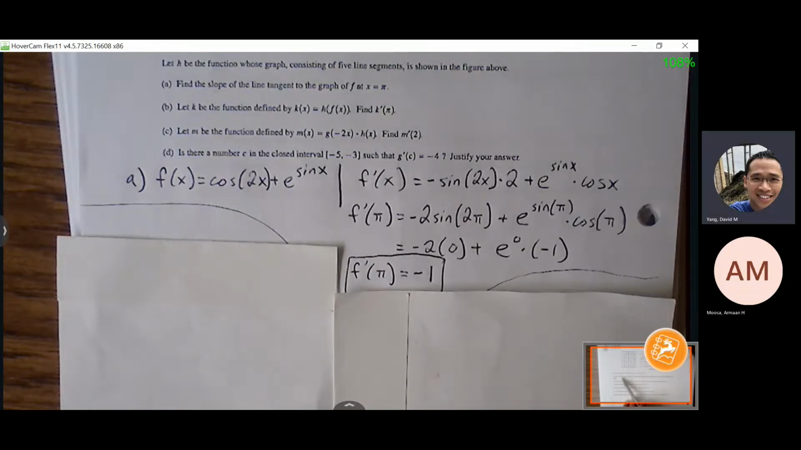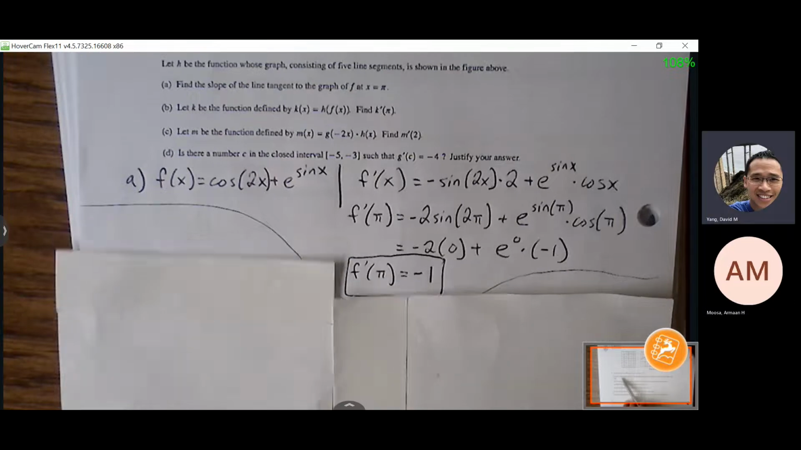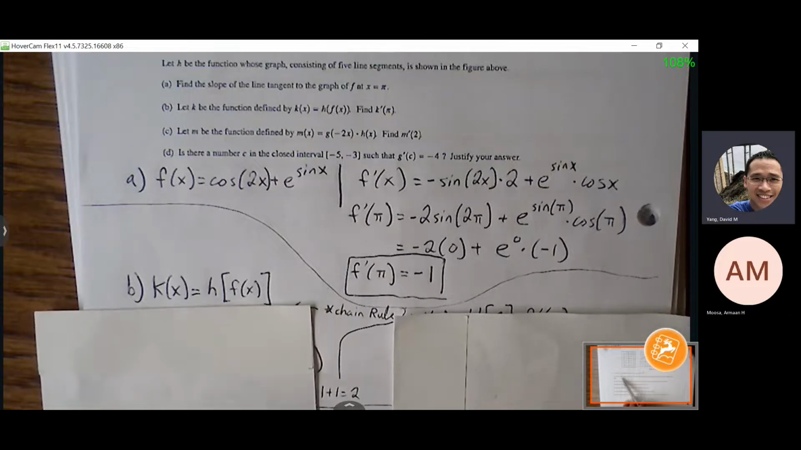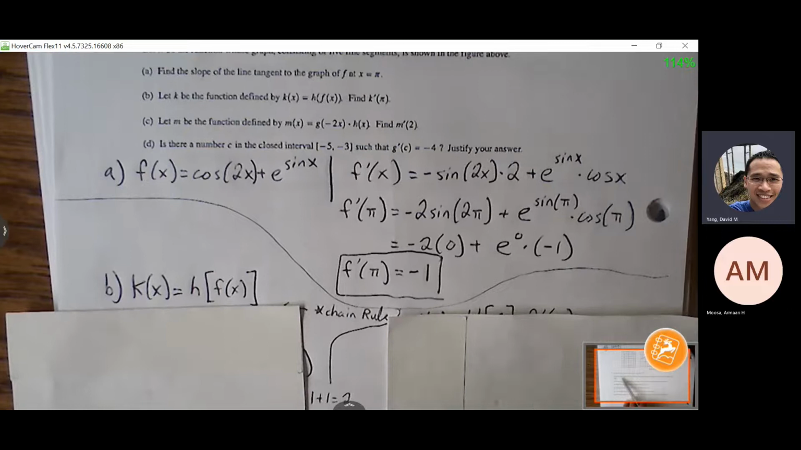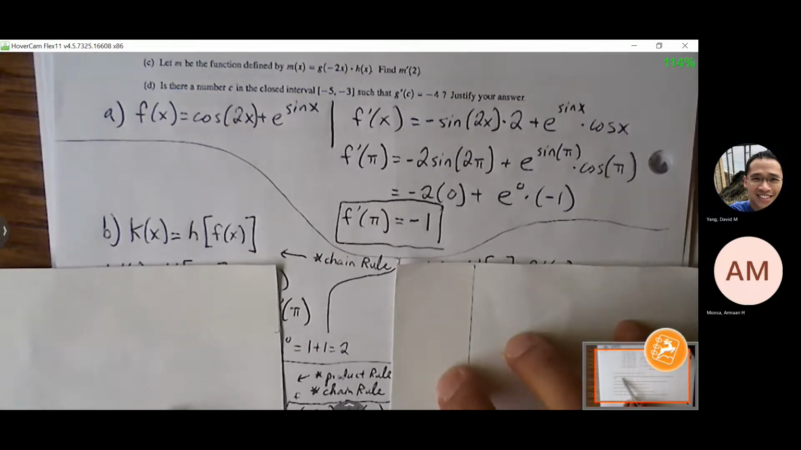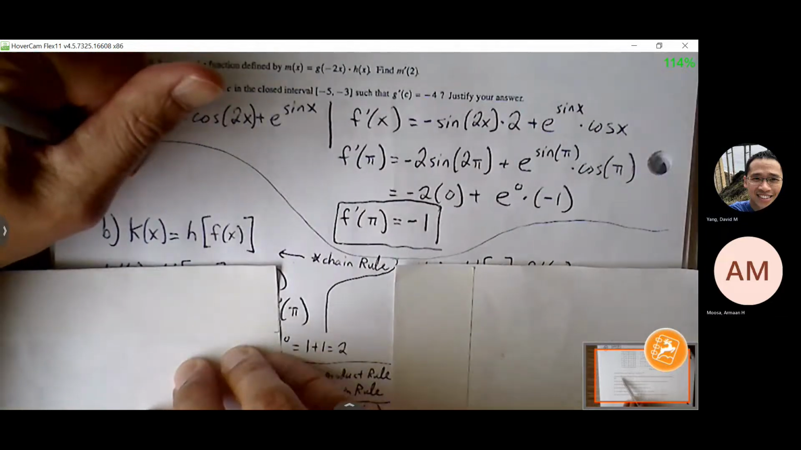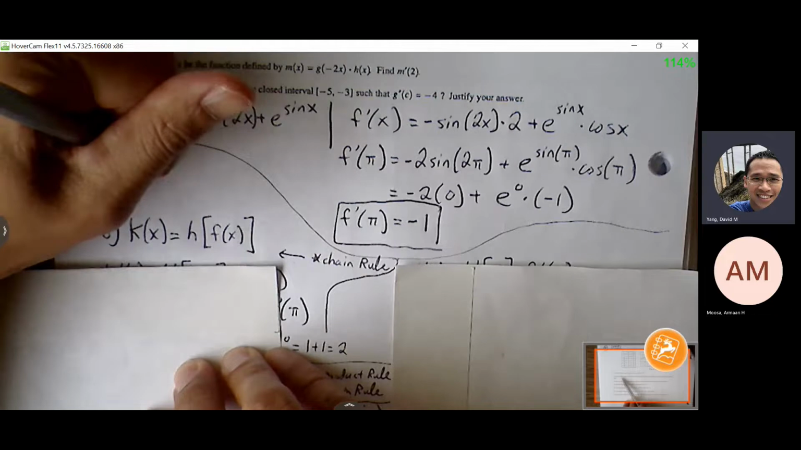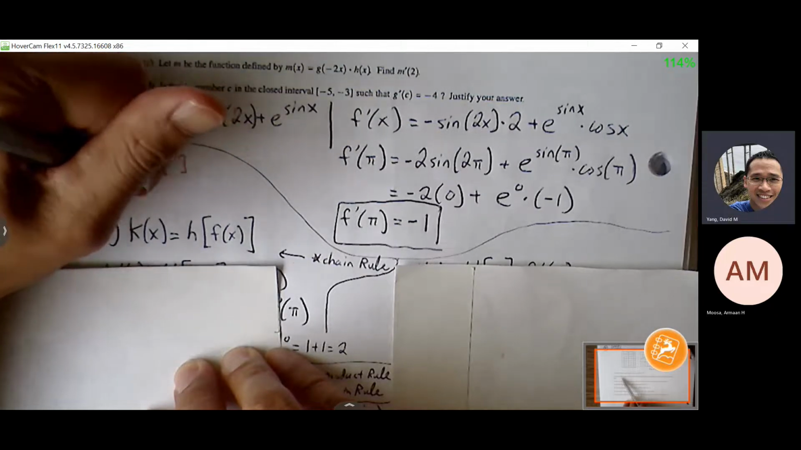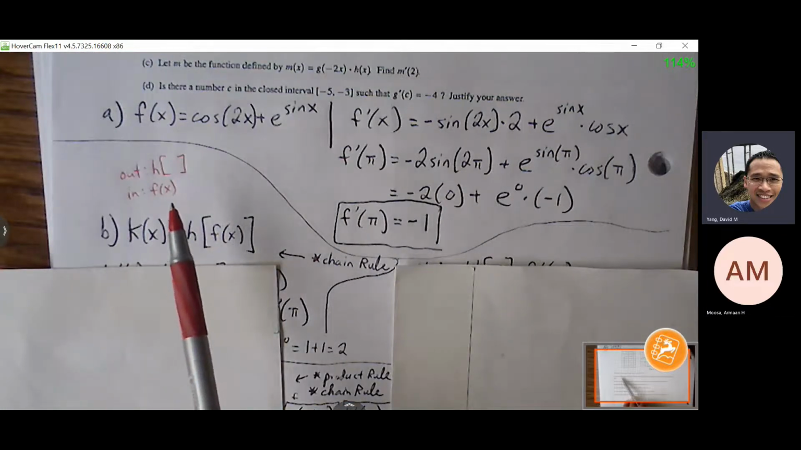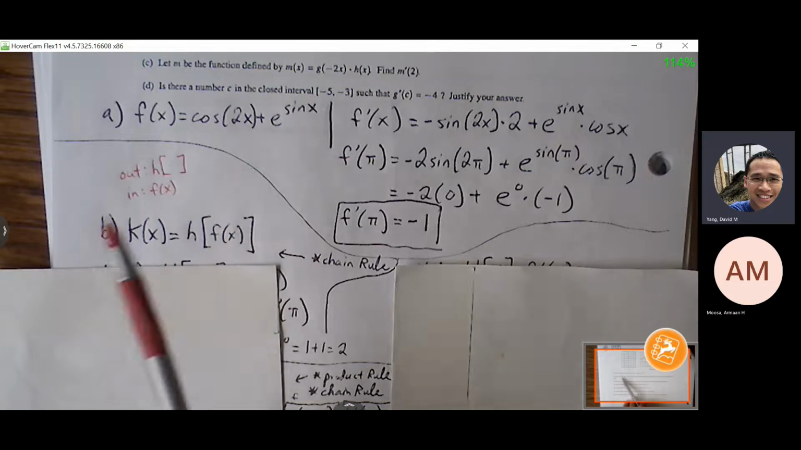Okay, part B. Part B says, let k be the function defined by k of x equals h of f of x. So here we need to recognize that this is a function within a function. We have to go through chain rule: outside's derivative times inside's derivative. Outside is my h bracket, and my inside is the f of x. So we take turns with their derivatives. h's derivative is h prime. f's derivative is f prime.